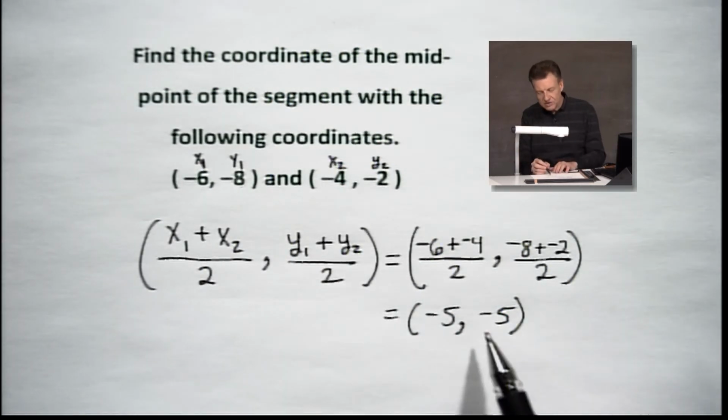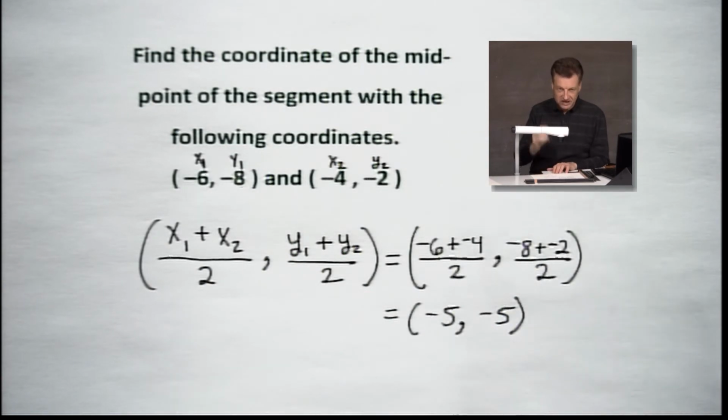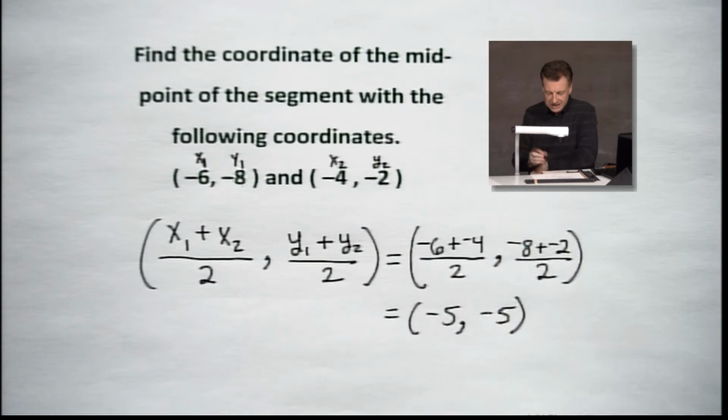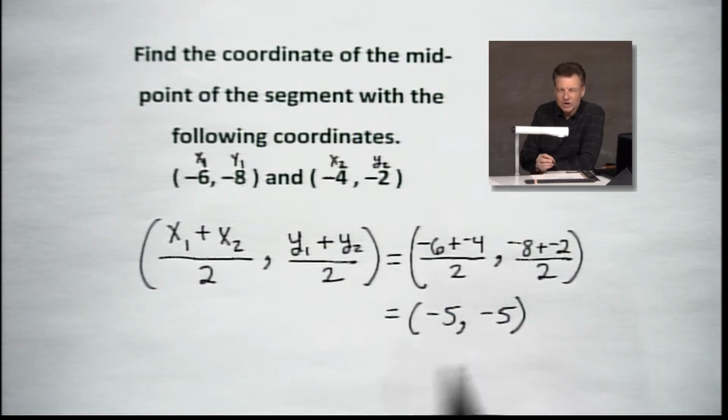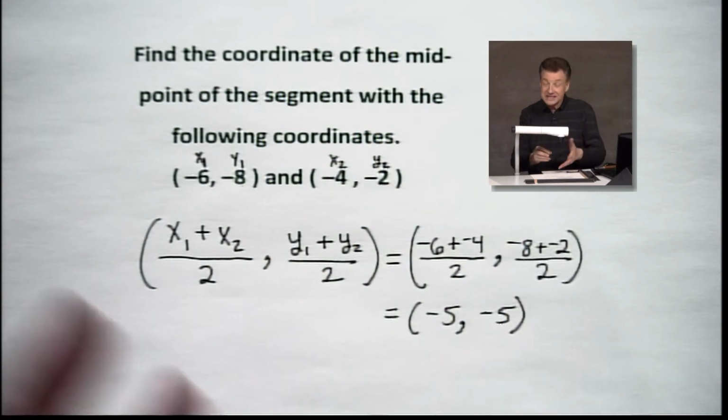Now, what does that tell me to do to find that point on the graph? Think about it. Remember, it's a coordinate, it's not slope, it's not rise over run here. This is x and y. So you will go what? Left 5 and down 5, and boom, there is your midpoint. Midpoint of this segment anyway.